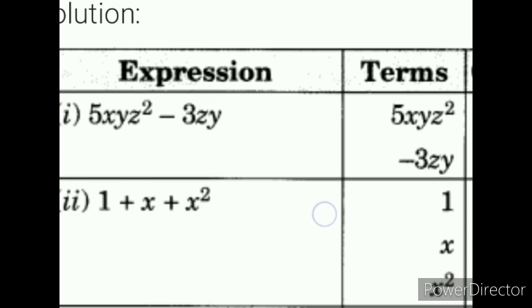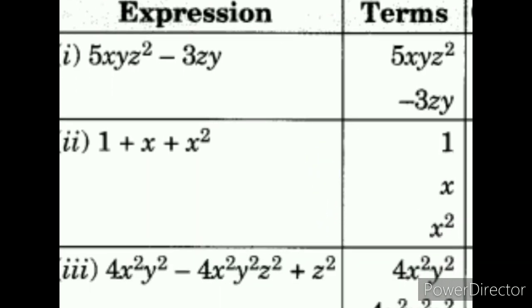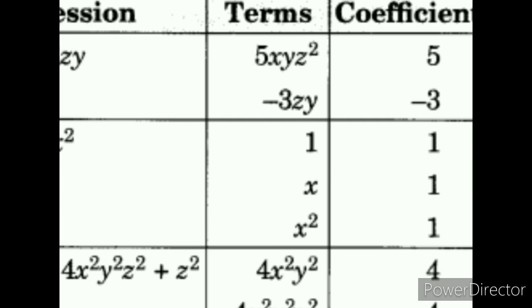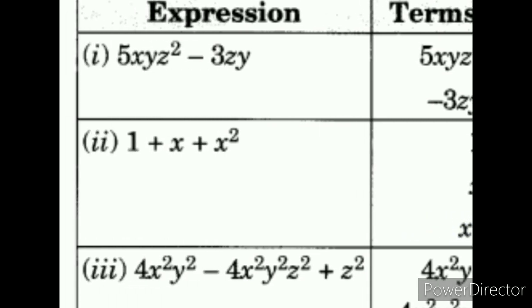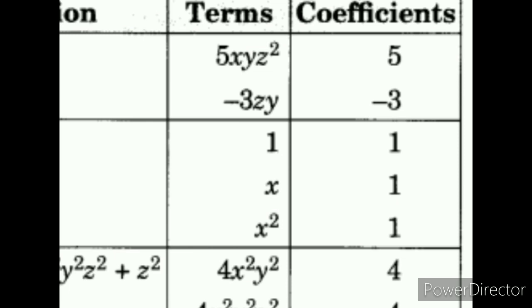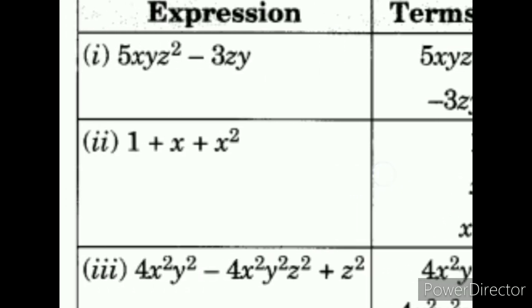Next expression, 1 plus x plus x square. In this, how many terms are there? Yes, 3 terms. So it is called a trinomial expression. Right? 3 terms, write one by one with sign. Note that for positive terms the plus sign is not mentioned anywhere. Yes, 1 is the numerical coefficient, so write it as it is. X has no number in front, which means we should consider it as 1. Then x square also has no number in front of the variable, so we consider it as 1. So 1, 1, 1 are the coefficients of these 3 terms.